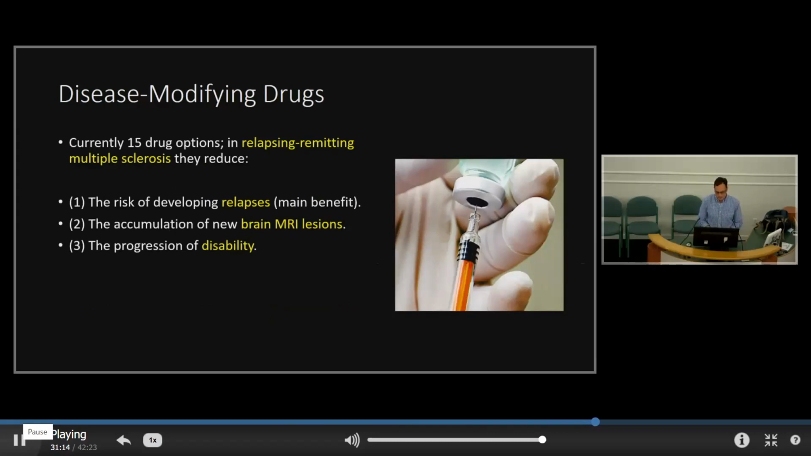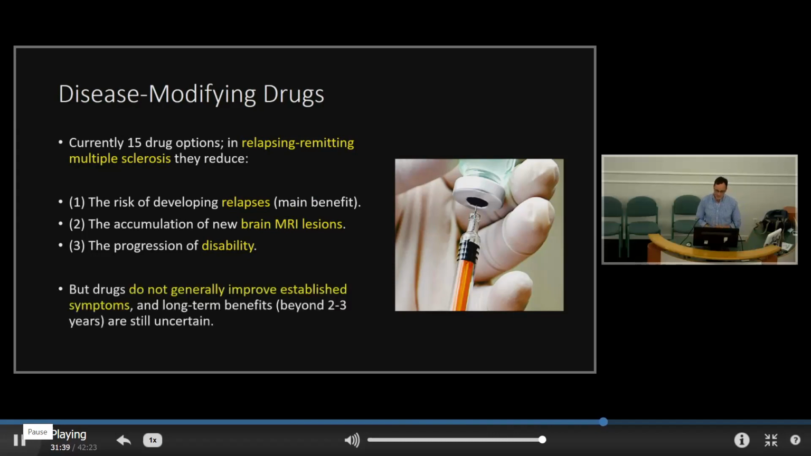So the disease-modifying drugs have basically been shown to do three things. They definitely reduce relapses. That's their main benefit. They can clobber the relapses, so that's nice. A person doesn't develop those clinical attacks and have to go to hospital or whatever. They also probably diminish the accumulation of new brain MRI lesions, which makes sense, I guess. And they do seem to delay the progression of disability. Now, they don't generally improve the established symptoms. Of course, established symptoms are indicative of a bit more degeneration, right, than inflammation.